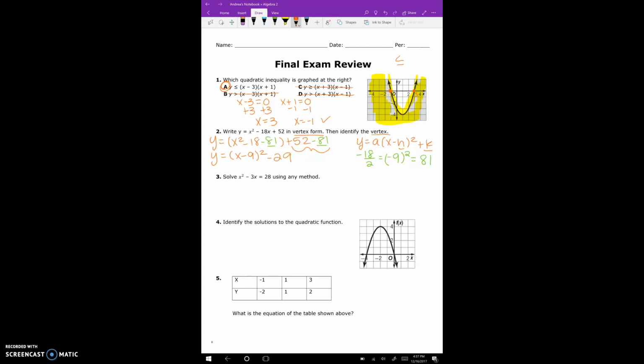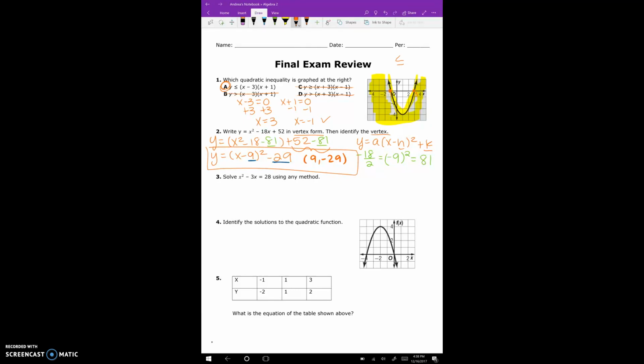And that's my equation in vertex form, but the question also asks to identify the vertex. And remember that the vertex is the h and k value. So the h is 9 and k is -29. So my final answer with the vertex included should be 9, -29. And don't forget, I changed that sign. If you notice, it looked like it was -9, but it's in fact +9 when I write my vertex. So just be aware of that.